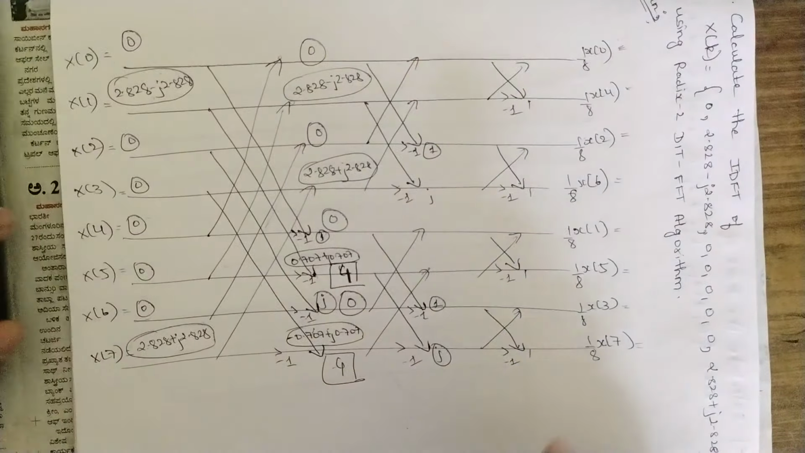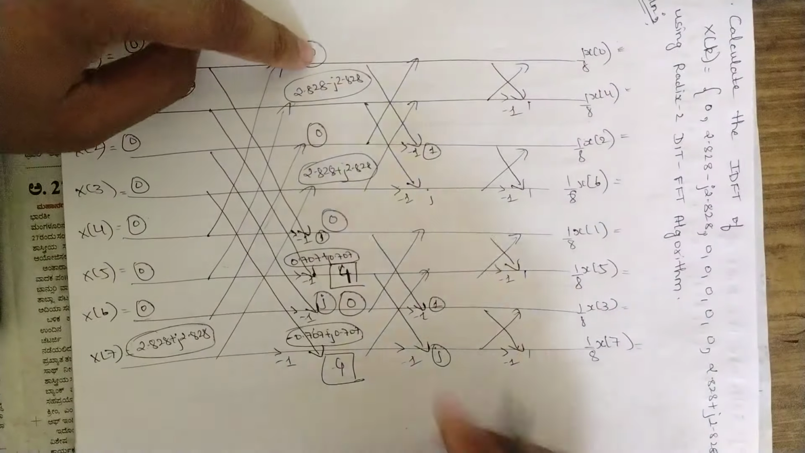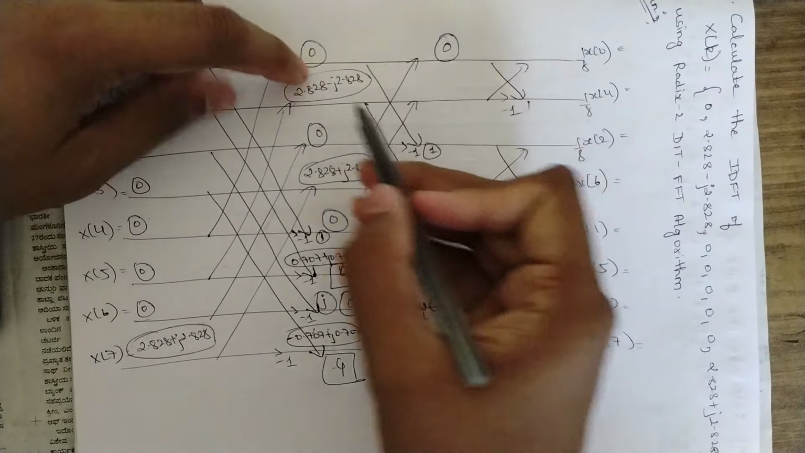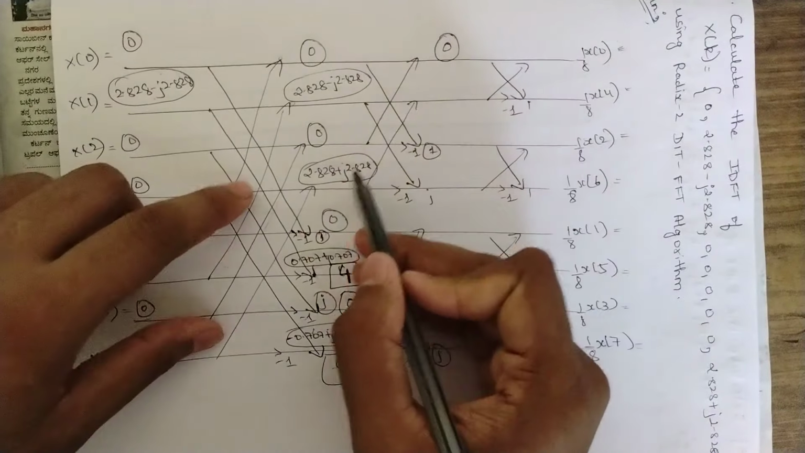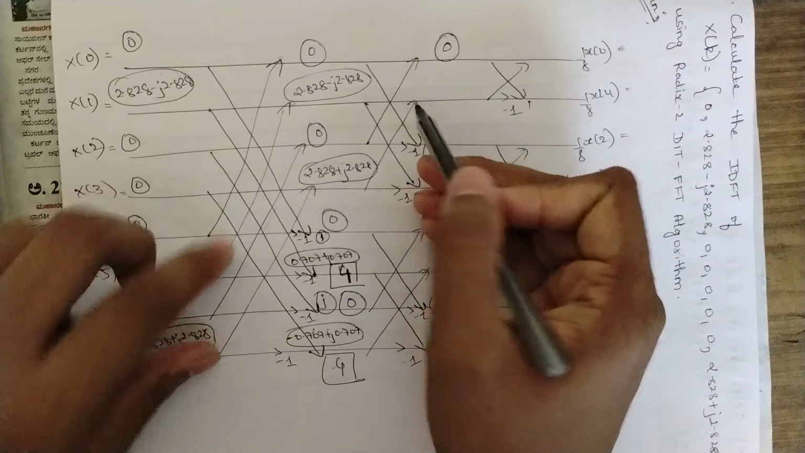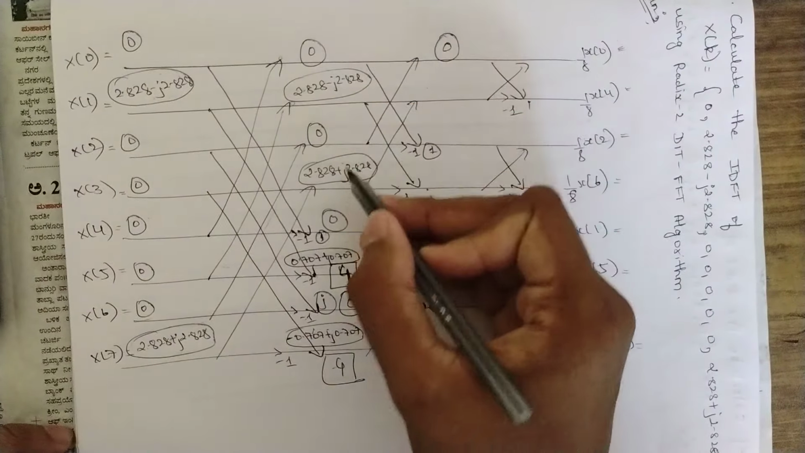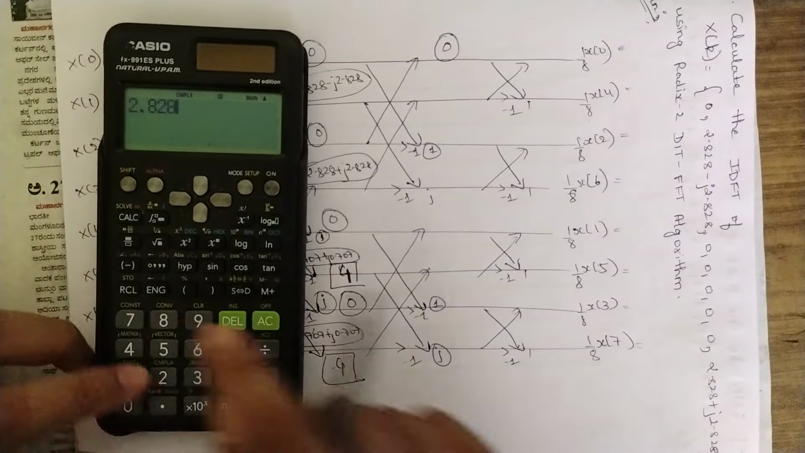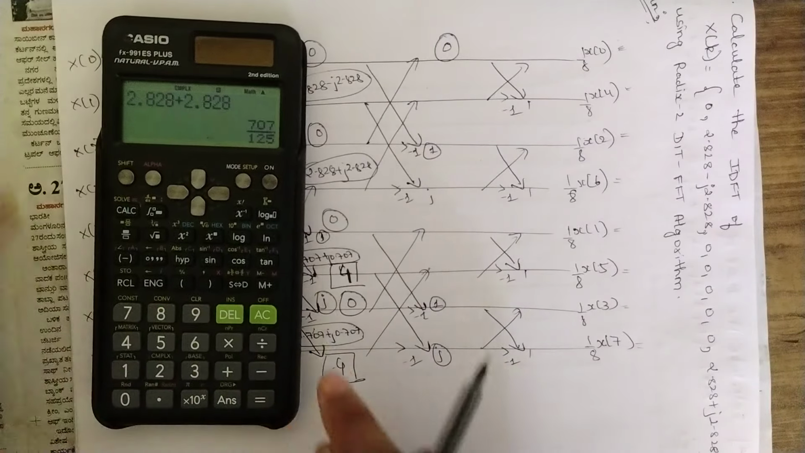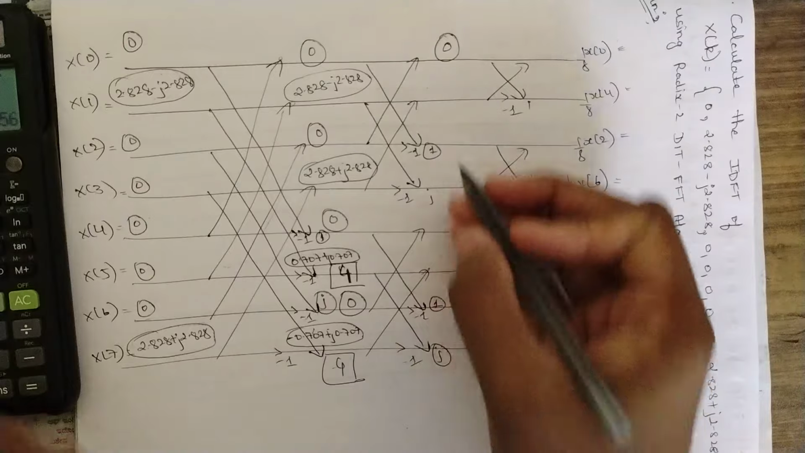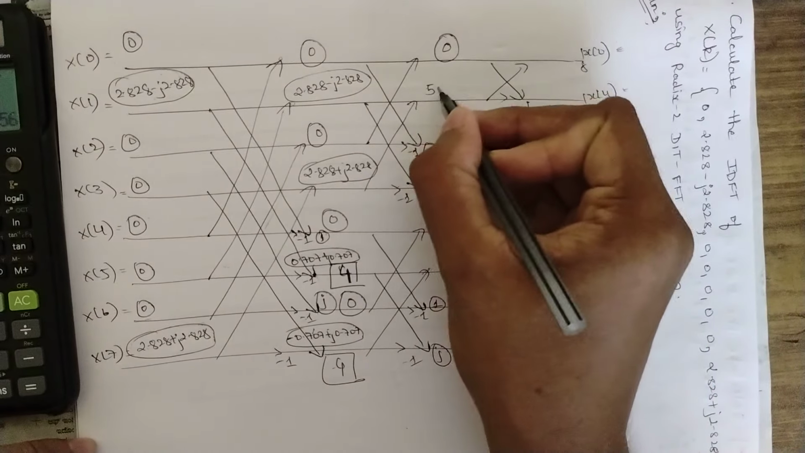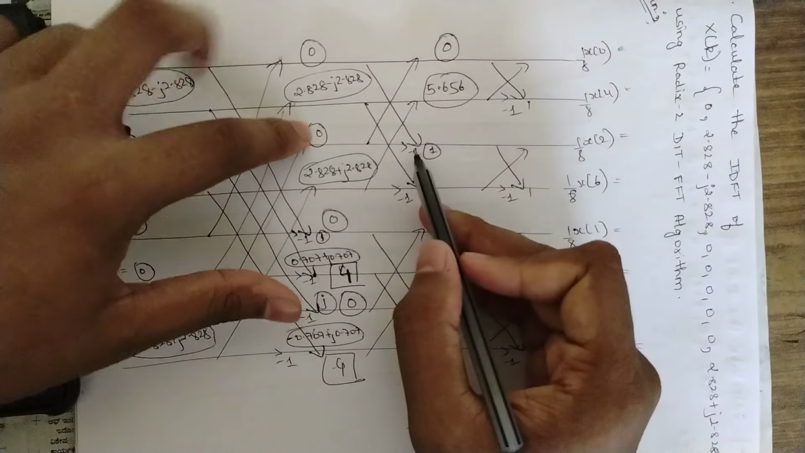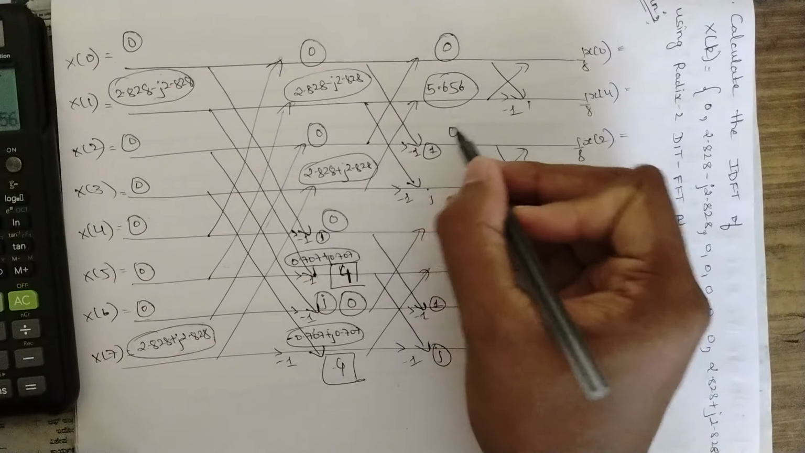Okay, so in the first stage we got these answers. So now continue that. 0 and 0, so this is 0 plus 0, 0; 2.828 minus j 2.828 and 2.828 plus j 2.828. So if we add them, these two terms would be getting cancelled, these two should be adding, that is 2.828 plus 2.828, 5.656. That we would be getting it here, 5.656.